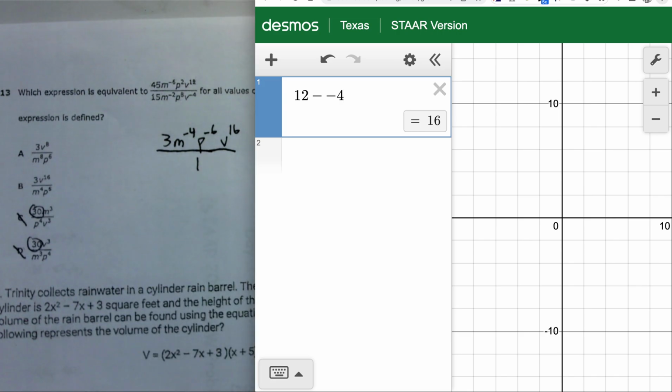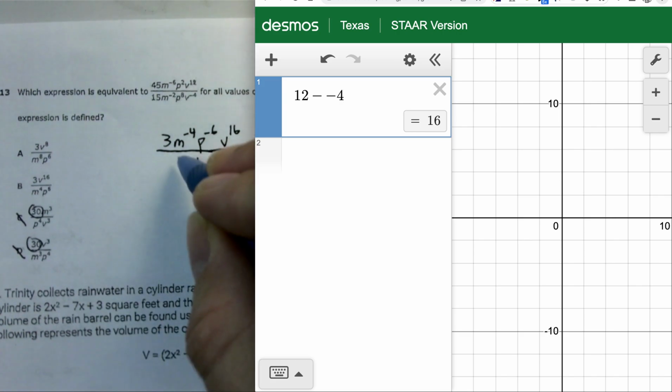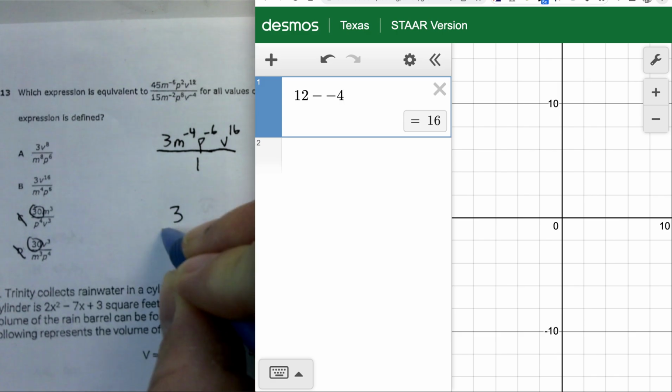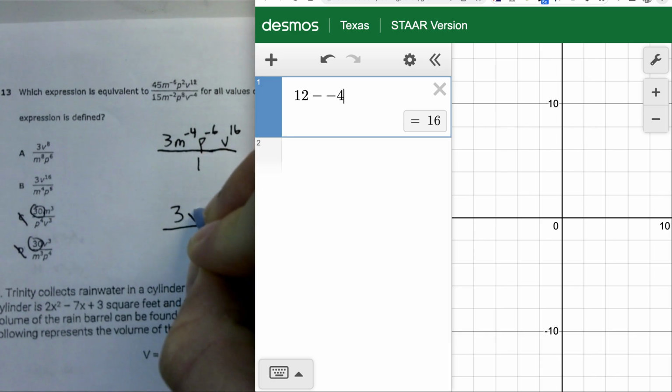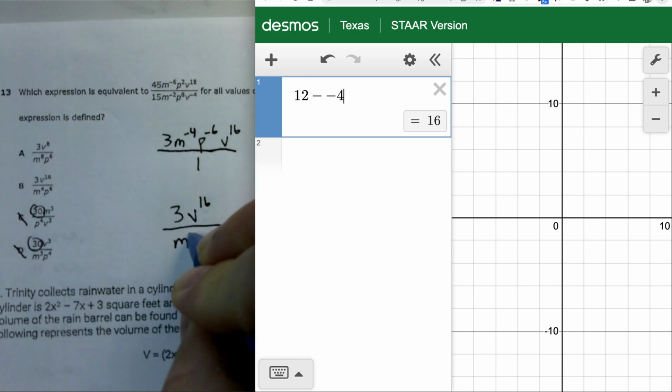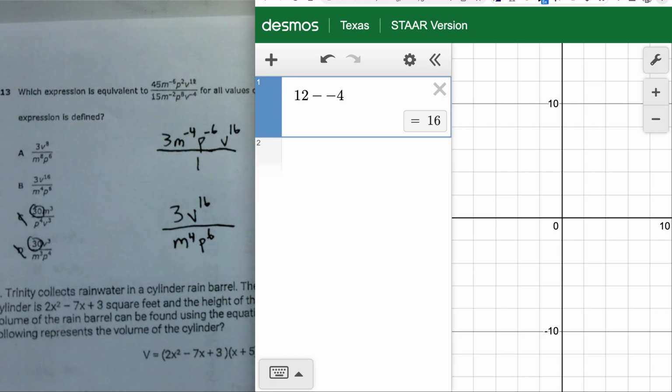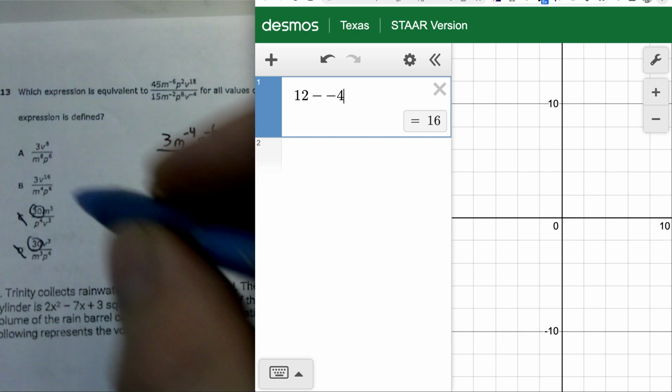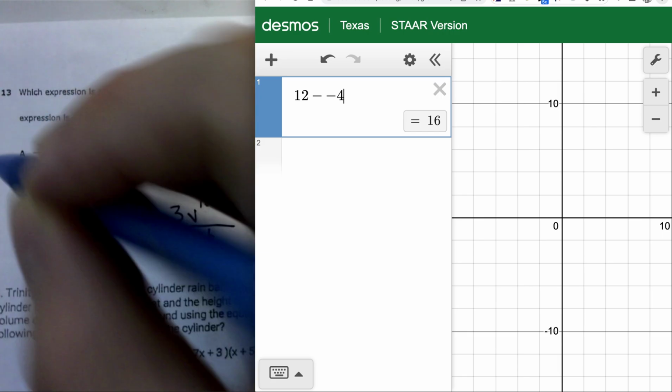So really what this means is my final answer should have a 3 on the top, the v to the 16th power on the top, and on the bottom, I got m to the positive 4th and p to the positive 6. So that should be what? B? Yeah, B. There you go.